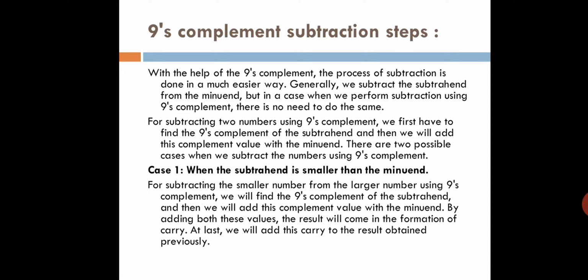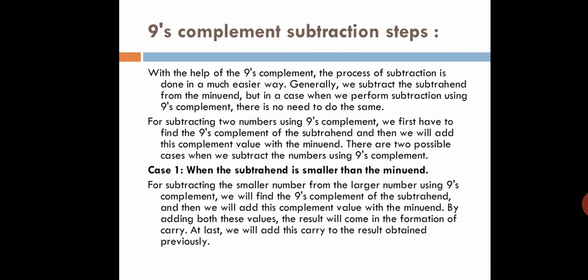Generally, we subtract the subtrahend from the minuend, but when we perform subtraction using 9's complement, there is no need to do the same. So to subtract numbers using 9's complement, we first have to find the 9's complement of the subtrahend, and then we add this complement value to the minuend. Now there are two possible cases when we subtract numbers using 9's complement. I will explain how exactly 9's complement works, along with an example in the next slide, don't worry.